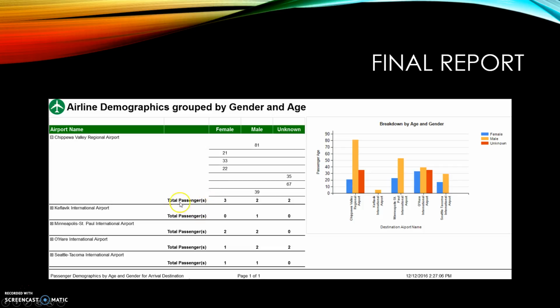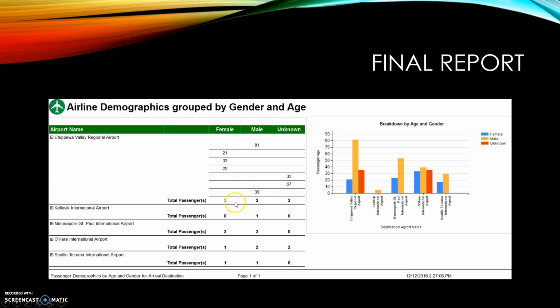And this is my final report. Using, again, the drill down feature, you can see that for Chippewa Valley Regional Airport, I have 3 females, ages 21, 33, and 22 as their destination for Chippewa Valley. Likewise, I have 2 males, ages 81 and 39, and then 2 unknowns, ages 35 and 67.